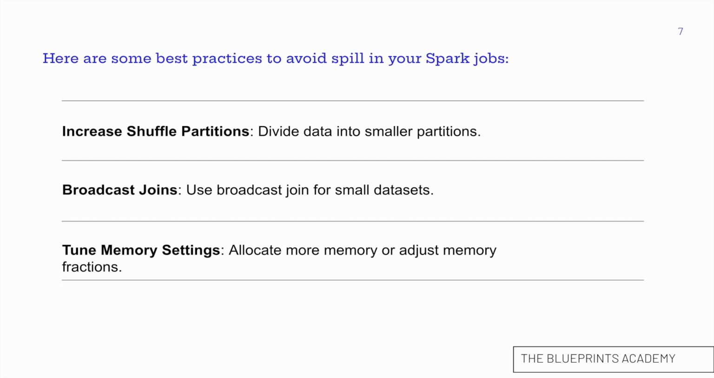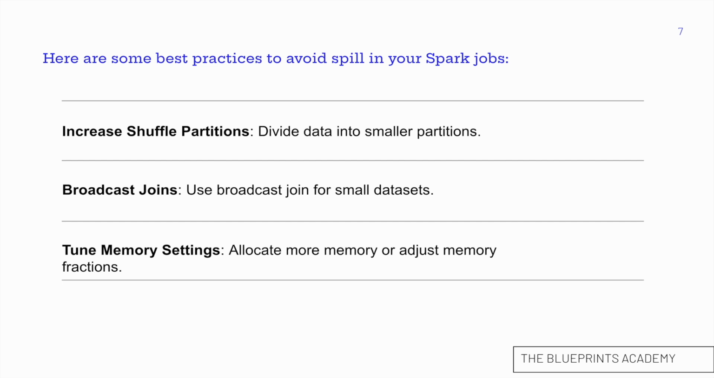Second is broadcast join. As I said before, if you have a small dataset on one side, always do broadcast join. What Spark is going to do is broadcast that small dataset to all the partitions, and that's how Spark would avoid the shuffling, and then it does not need more memory to process the join, right? So it's going to be no spill eventually.